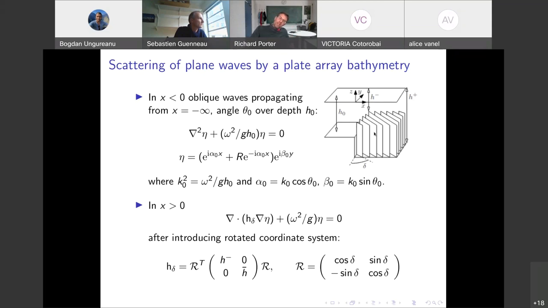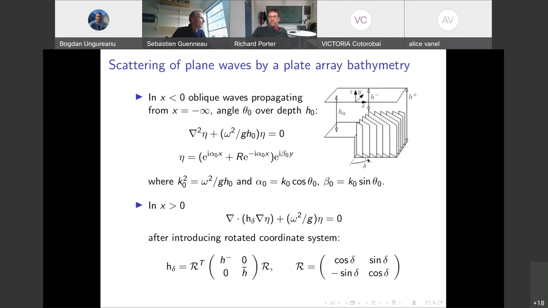To the right of x equals zero, I've got this bathymetric plate array, which has been described in this diagram here. So I've got my h minus and I've got my h plus, and these are going to be constants because I want an easy problem to solve. H plus can be greater than h naught, so I can have these extending to any particular depth. I can have them both greater than h naught, both less than h naught if I want. But here I've got one less than h naught and one greater than h naught.